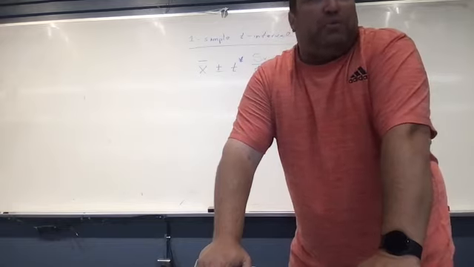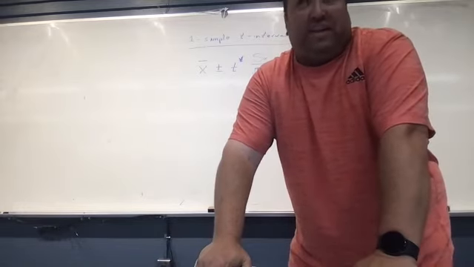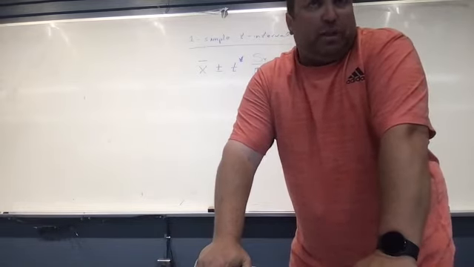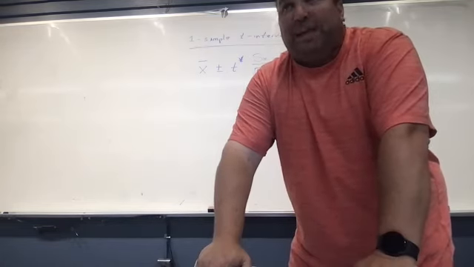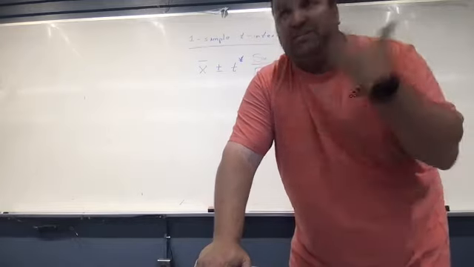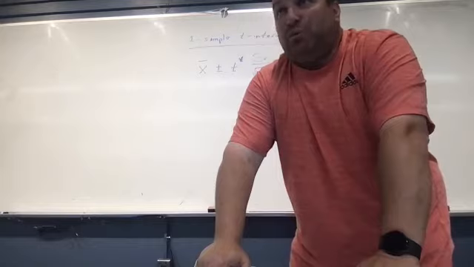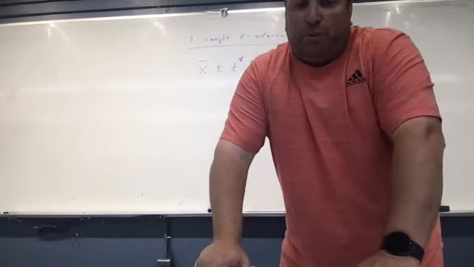Okay, it doesn't say one sample, just T interval. Data and stat, right? If you click data, that means you have your actual data points. Where would I put those data points? In list one, right? I put my data points in list one, and I would have my calculator just read them. We're going to do it a different way.